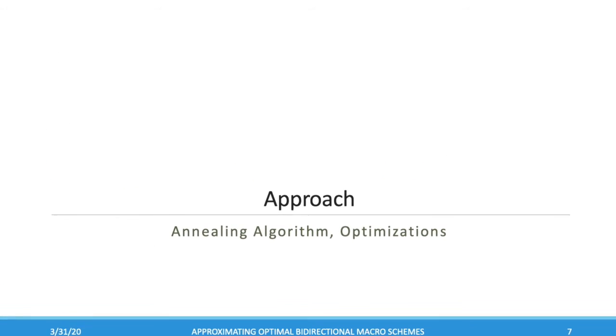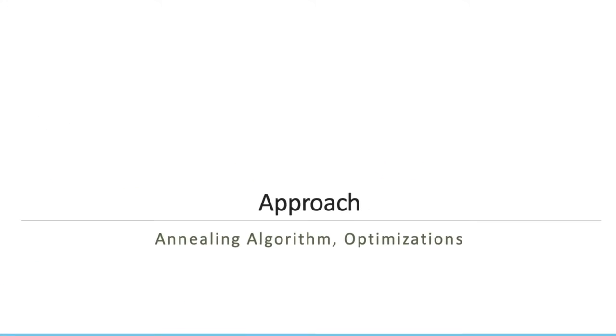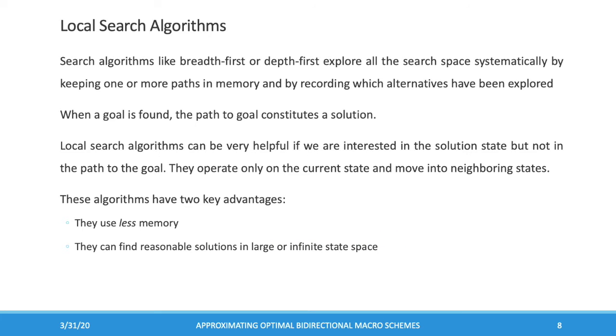Now let's talk about how our approach works. Local search is a heuristic method for solving computationally hard optimization problems. Local search can be used on problems that can be formulated as finding a solution maximizing a criterion among a number of candidate solutions.